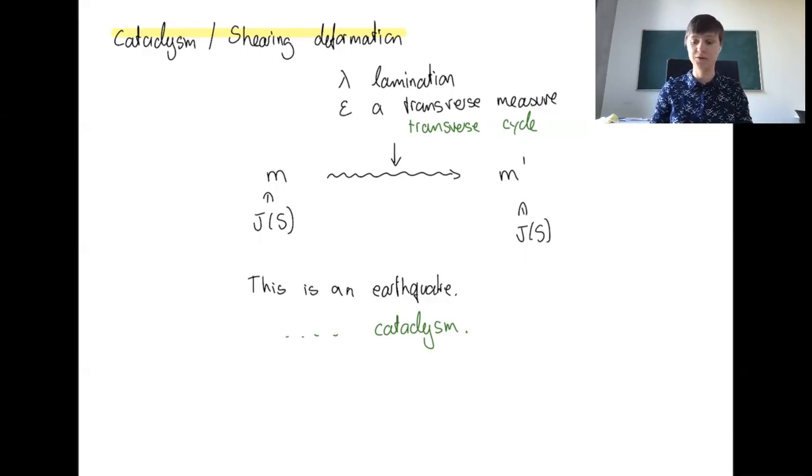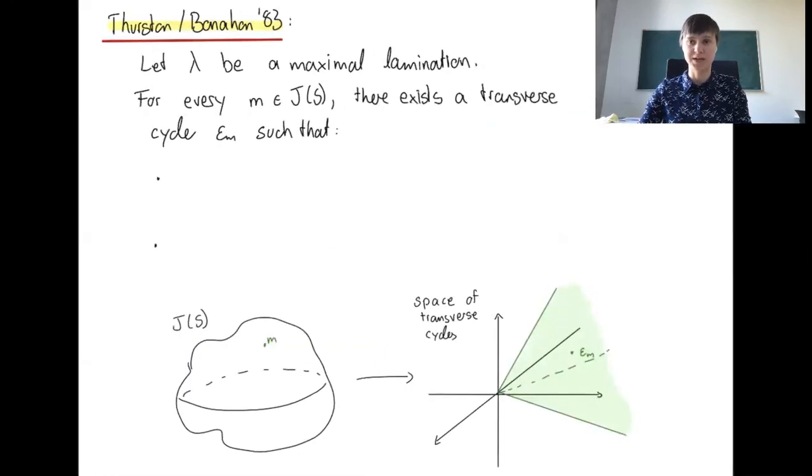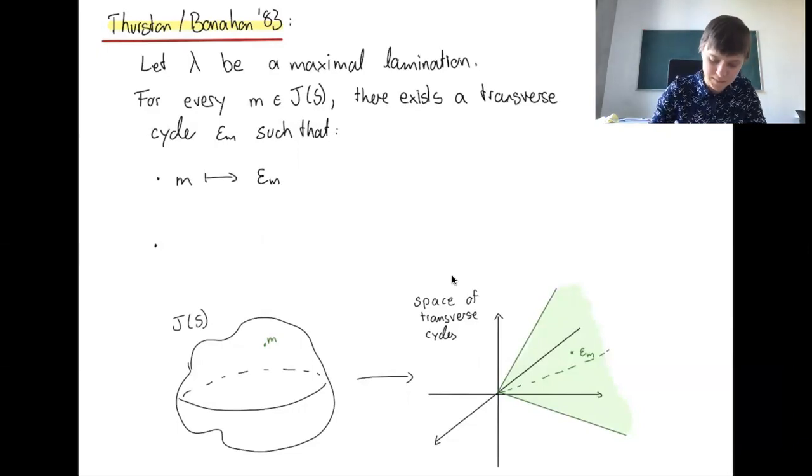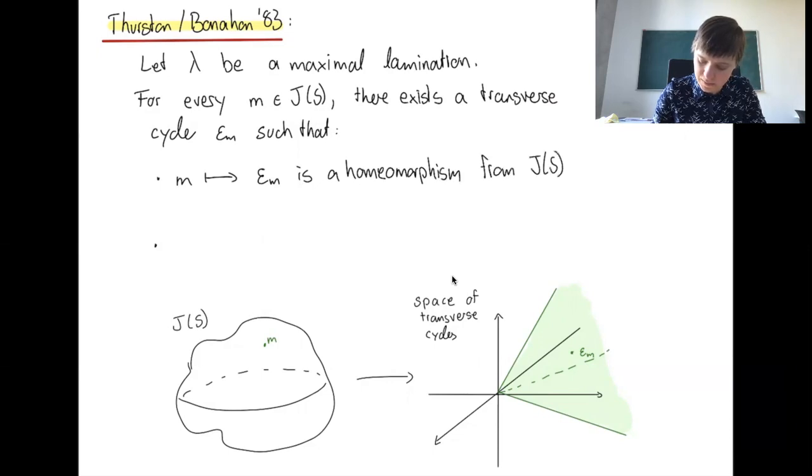So why do we care? I mentioned before the shearing coordinates. It's a result by Thurston and Bonahon that if λ is a maximal lamination, then for every point m in Teichmüller space, there exists a transverse cycle ε_m such that the assignment m maps to ε_m is a homeomorphism from Teichmüller space to an open convex cone in the space of transverse cycles.